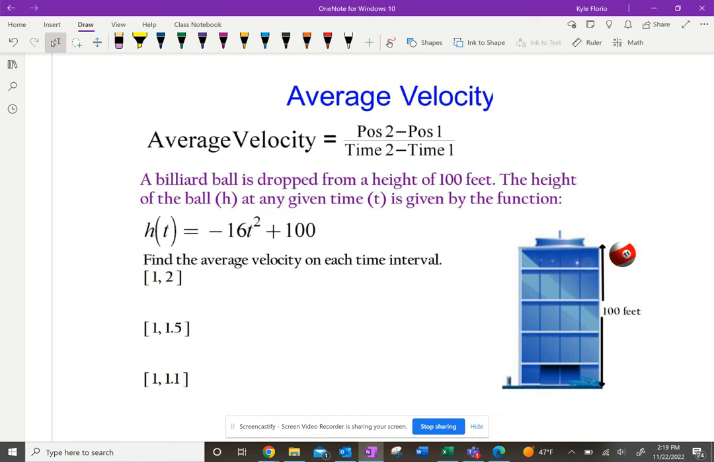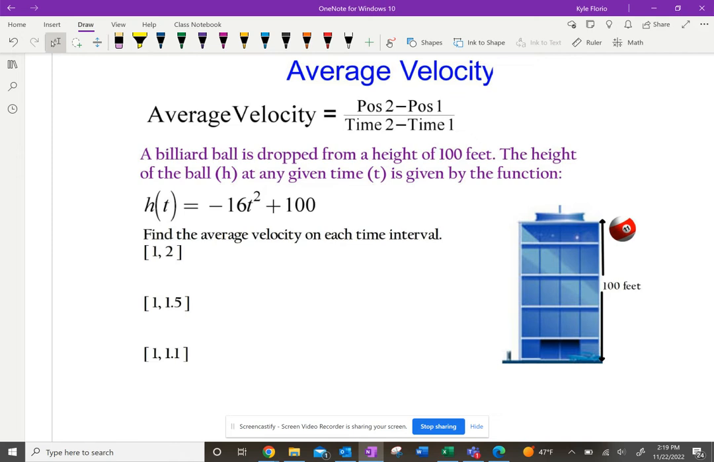Average velocity. This is something that you've done before. It's just finding the slope between 2 points: the change in y, which is your position, your height or distance, over the change in time, whatever your two times are. We're going to look at an example right here and apply that formula to find the average velocity over an interval of time.